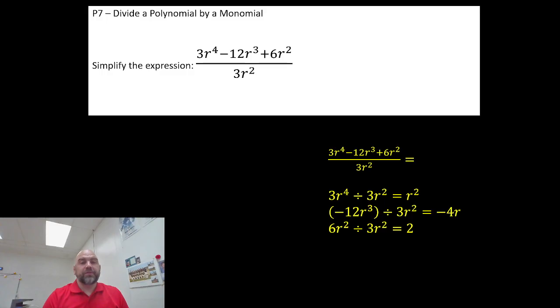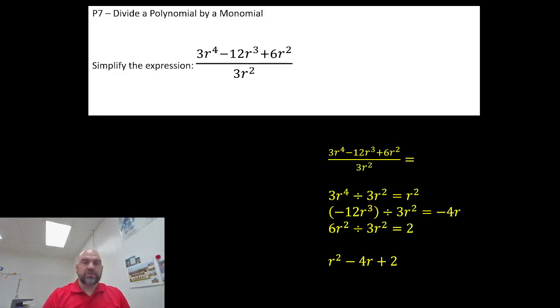Now we've come up with three terms as our answers. So we have r^2, we have negative 4r, and we have 2. Those three terms are not like terms. You'll notice that we have r^2, r, and a constant. So they are not like terms, which means that our final answer is going to look something like this: r^2 minus 4r plus 2.